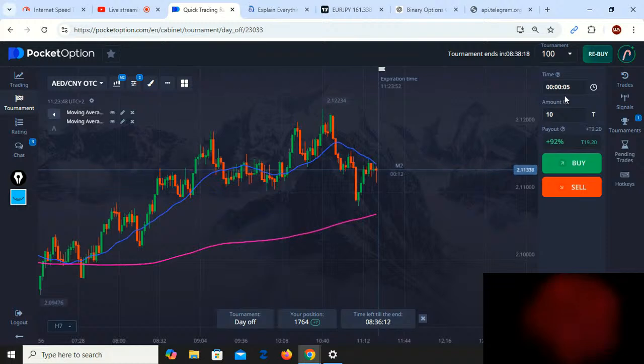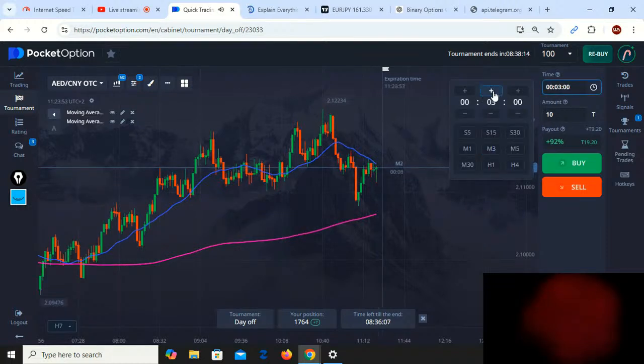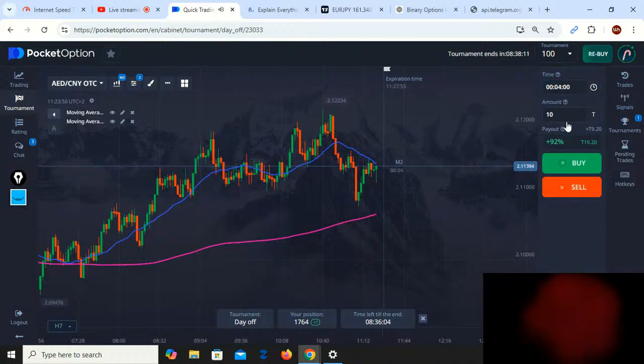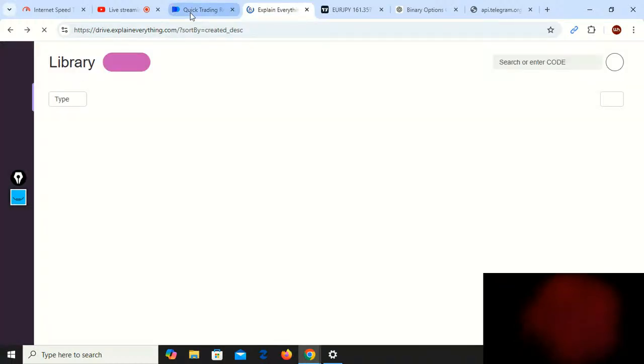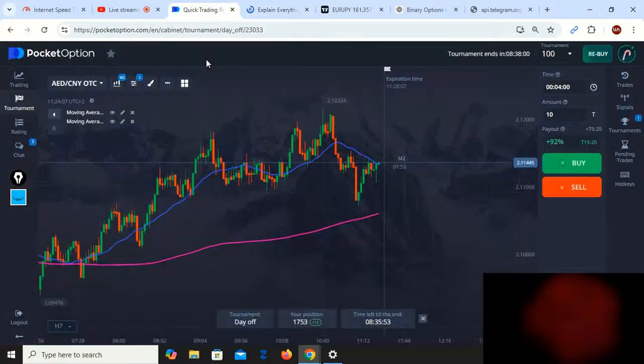So you have your chart set up. Let's continue. The expiry time of the trade will be 4 minutes. For the trade amount, the best way to do it is 1 to 3% of your capital. Since we will be trading in the tournament, I will go for 10. No problem in this case. I guess now it's fine over here. So that's it. Let me add a few pairs.